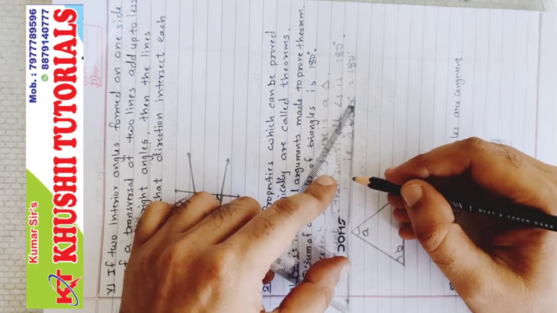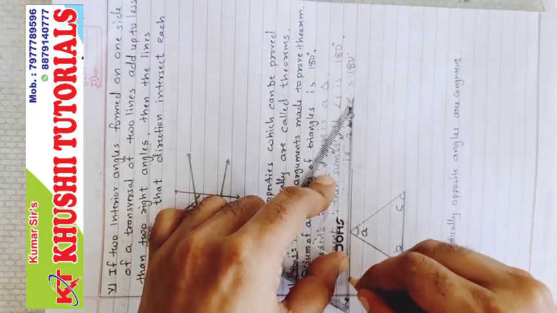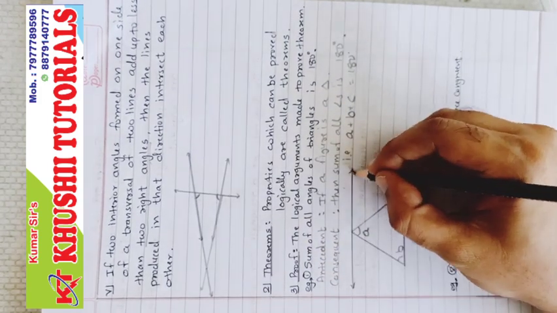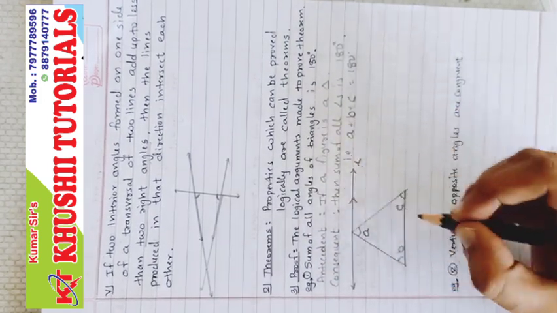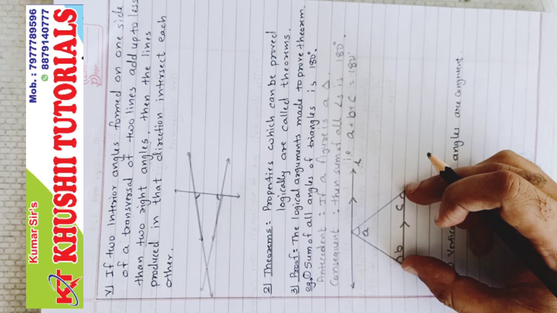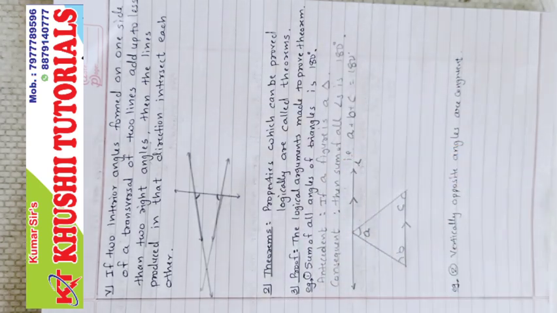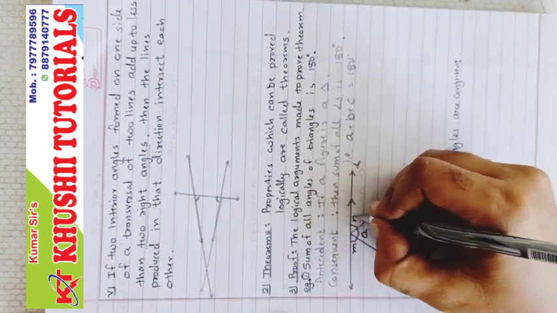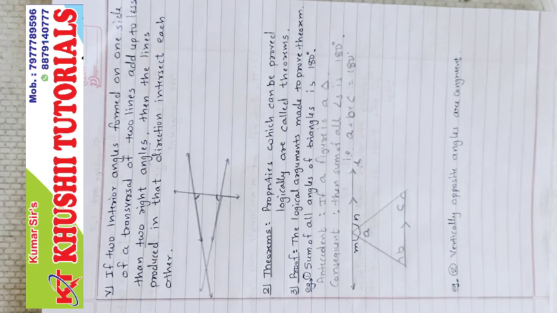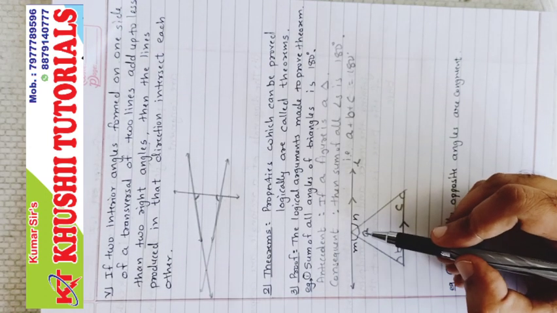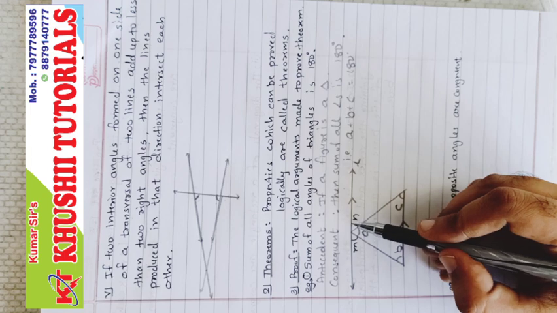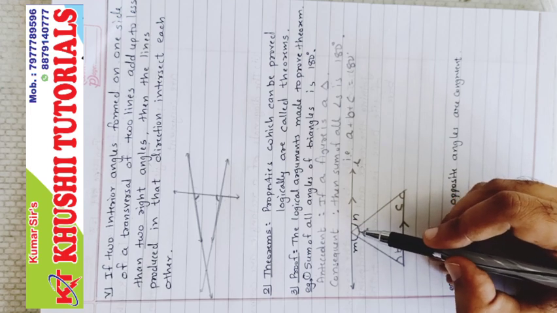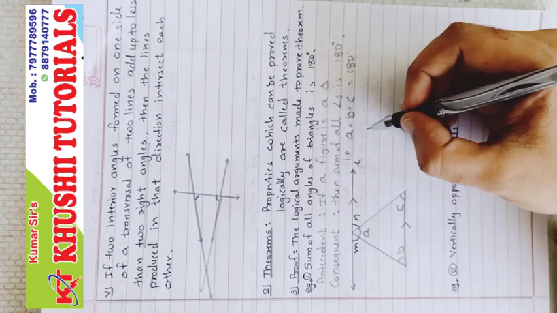For that, first construction: we have to construct a line L parallel to the base of the triangle. Line L parallel to the base of the triangle. And we will name these angles as angle M and angle N. Now you know that angle M, angle A and angle N form a linear pair, angles in a straight line. So we know that.